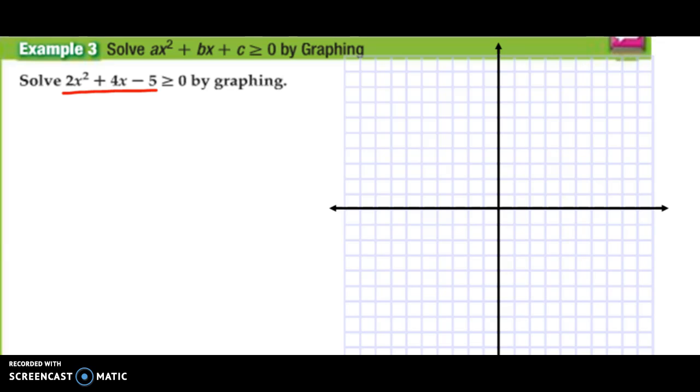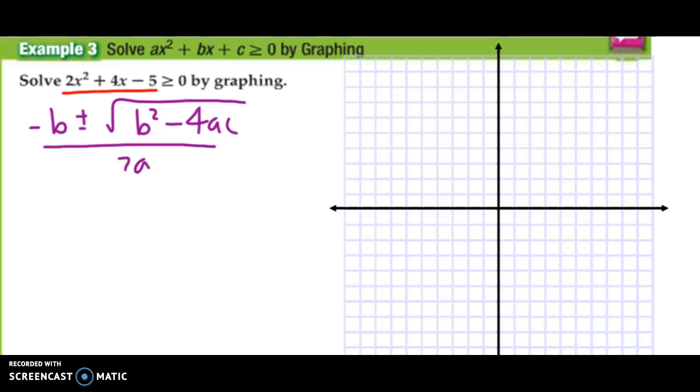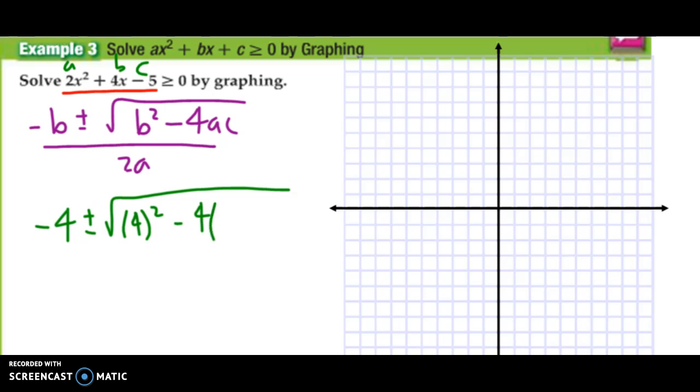So what we're going to do is use my favorite method of solving these, which is the quadratic formula. Remember, that's negative b plus or minus square root of b squared minus 4ac all over 2a. And so I put my numbers in where they belong. So b is 4, a is 2, and c is negative 5. So I get negative 4 plus or minus the square root of 4 squared minus 4 times 2 times negative 5, all over 2 times 2.